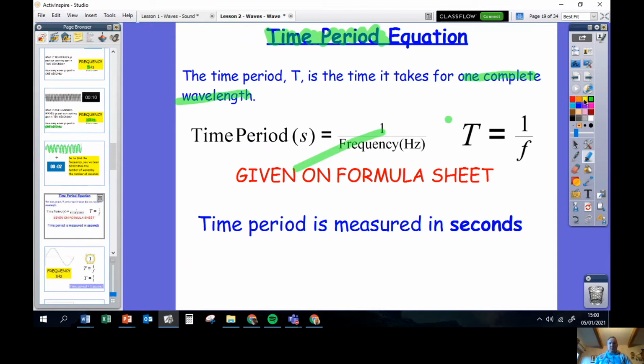And the sum we use to work that out is this one. The time period, the time it takes for one wave, is 1 divided by the frequency of that wave. So time is 1 divided by the frequency. T is 1 over F. So I would do 1 divided by the frequency.